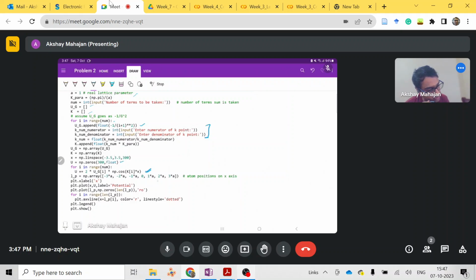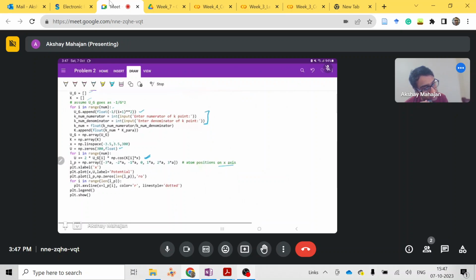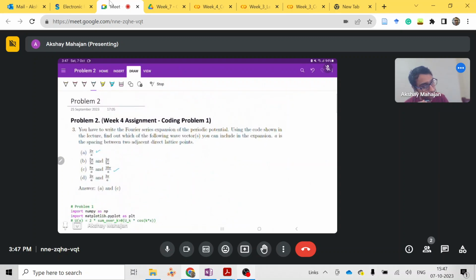Then these are the atomic positions on the x-axis, and what we just have to check is whether the potential that I have expanded in terms of whichever k point I am using is periodic or not. We will just plot it and see if that potential has the periodicity of this lattice. If it has, then that wave vector can be used in our expansion, otherwise we cannot. Alright, let me just stop sharing.